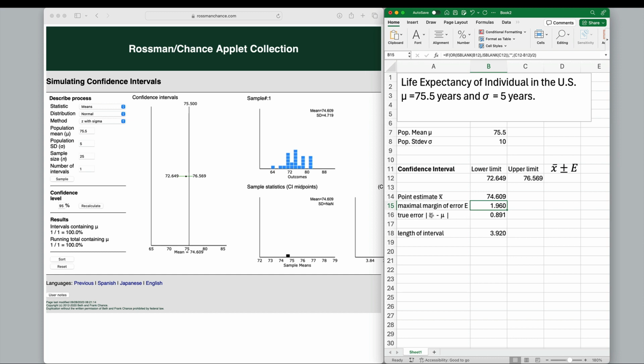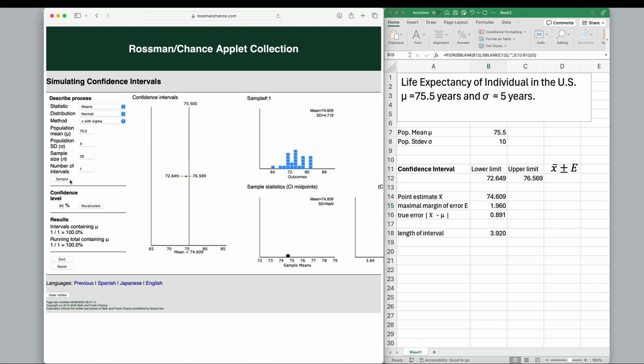And the true value, or the true error, which is just the point estimate x bar minus the population mean, and then taking an absolute value because it could be positive or negative. Okay, so this number, the true error, is always going to be less than the margin of error. So let's go ahead and generate another confidence interval. In other words, let's pull another sample of 25, say, death certificates and calculate a new confidence interval to estimate the life expectancy of an individual.